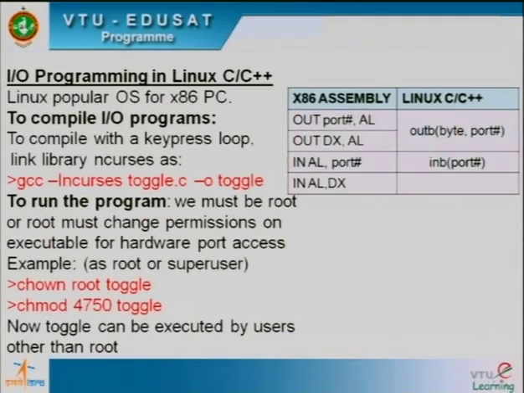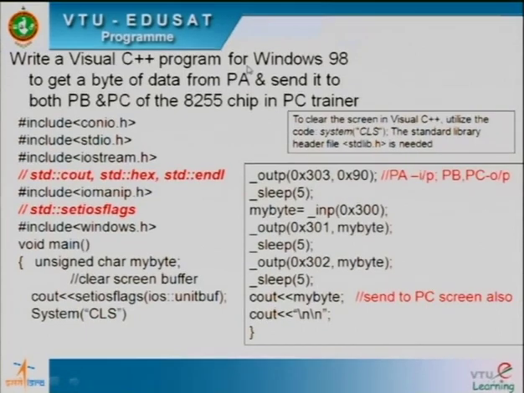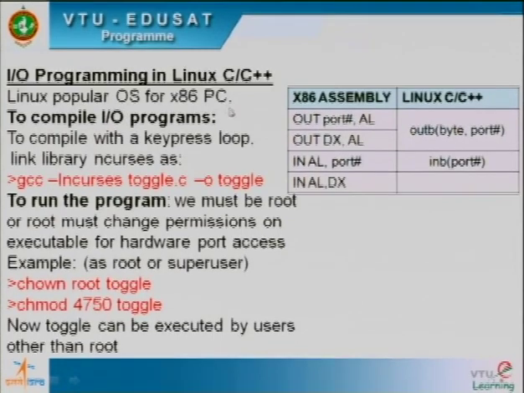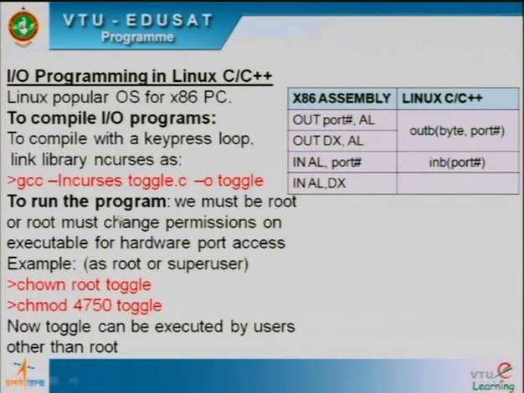Then coming to Linux. Previously we were talking about C programs for Windows. Now the operating system is Linux, and we are using Linux C++. As we know, Linux is also a popular operating system for x86 PCs. The difference here is to compile IO programs, we have to link the library files, that is using GCC, and to run the program we should be root, or root must change permission so that it can be executed. On root, toggle, and it will come here. Now toggle can be executed by the users.